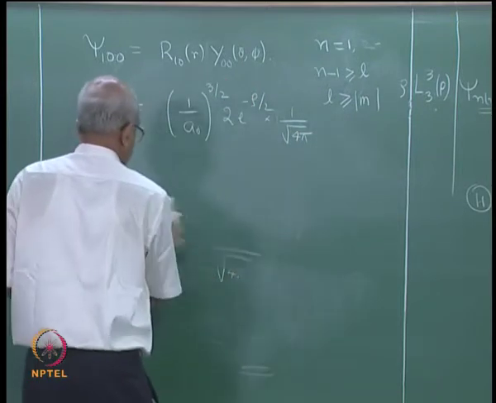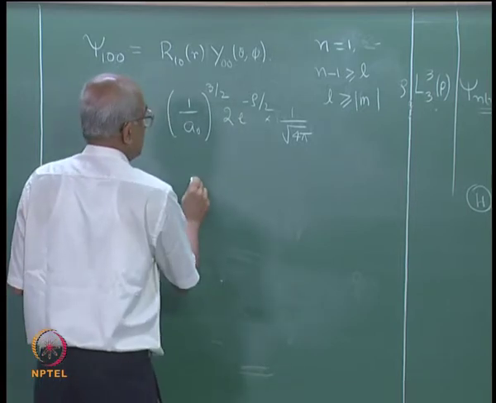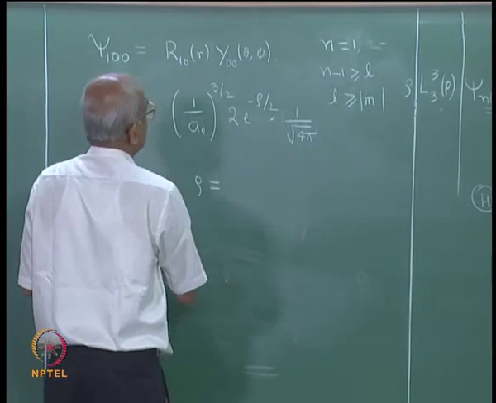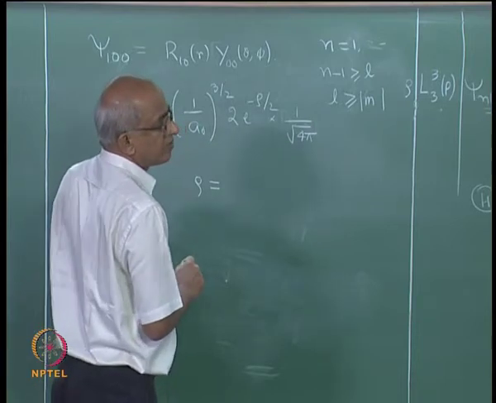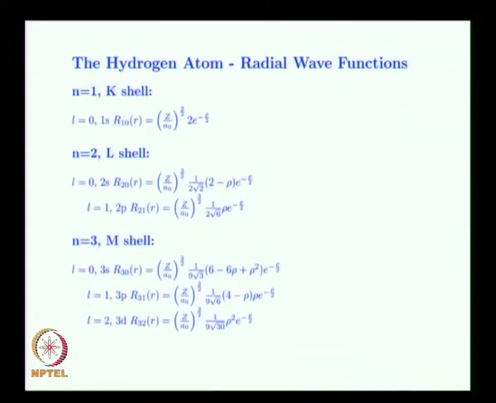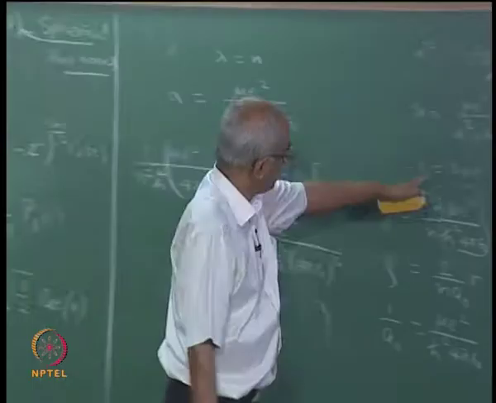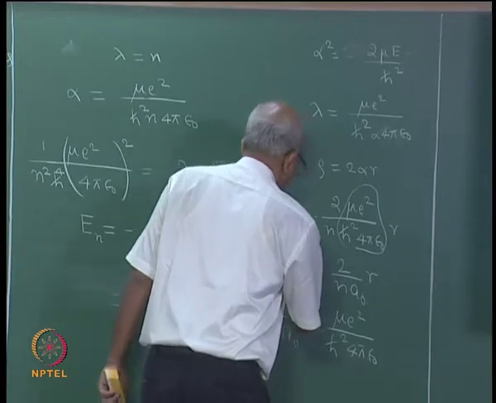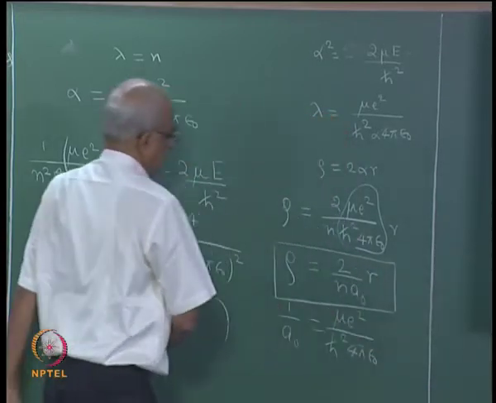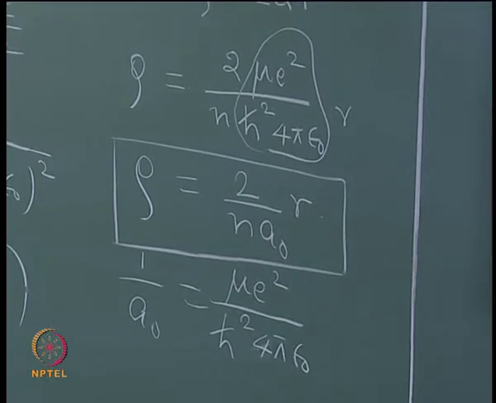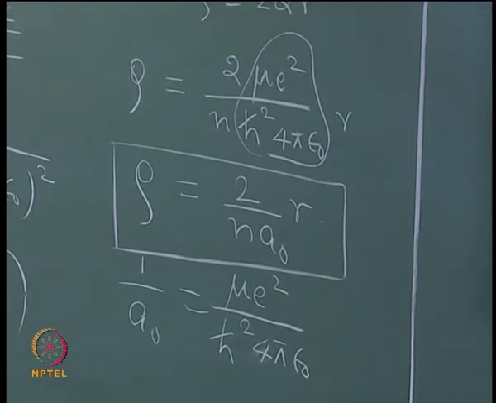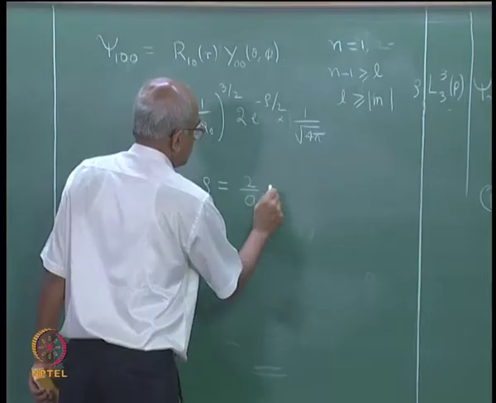And what is rho itself? Rho is defined to be how much? 2 alpha r, that is fine, but I have another expression. Here is this other expression sitting. In terms of A0, rho is equal to 2 divided by n A0. So, in this case n is 1. So, rho is nothing but 2 by A0 into r.